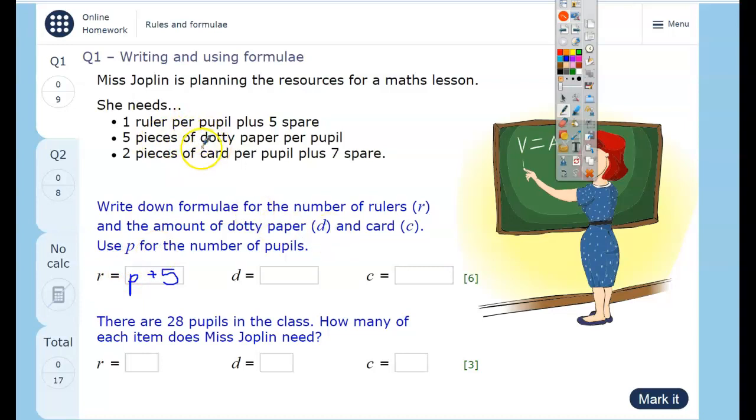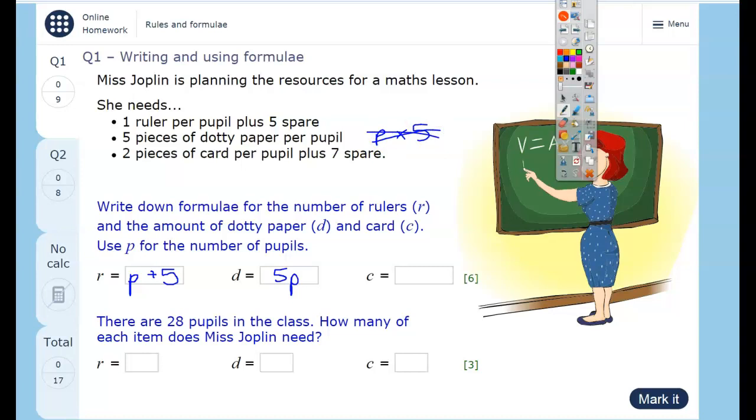For dotty paper, which we're going to call D, she's got 5 pieces of dotty paper per pupil. Well, that means if there's 1 kid, we need 5 pieces of paper. If there's 2, we need 10. We're multiplying the number of pupils by 5. So this would be 5 times the number of pupils, 5p. That's how we write that in short form. You could write it as p times 5, but as good mathematicians, we know that this isn't as tidy as it can be, so instead of that we write 5p.